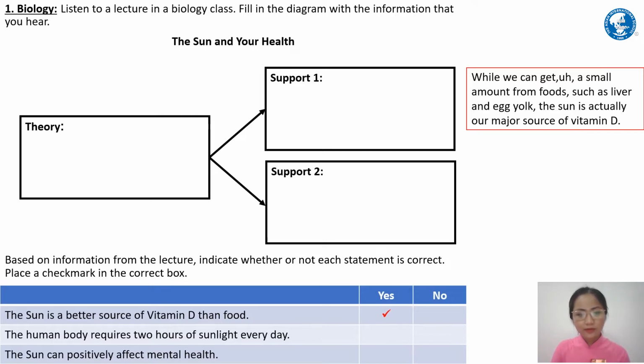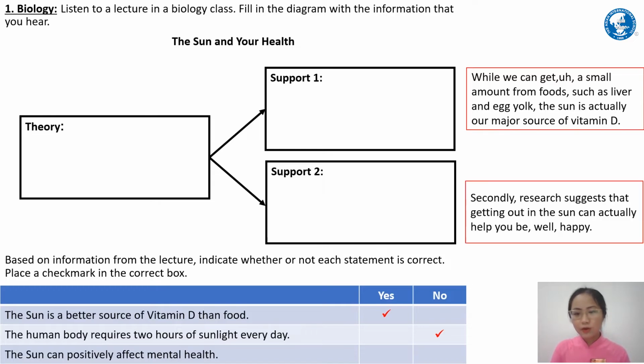What about the second one? The human body requires 2 hours of sunlight every day. Of course, the answer is no, because it is not mentioned in the recording. For the last statement, in the recording it says, research suggests that getting out in the sun can actually help you be happy. So happy here is the positive state of mind. So for the last statement, the answer is yes.